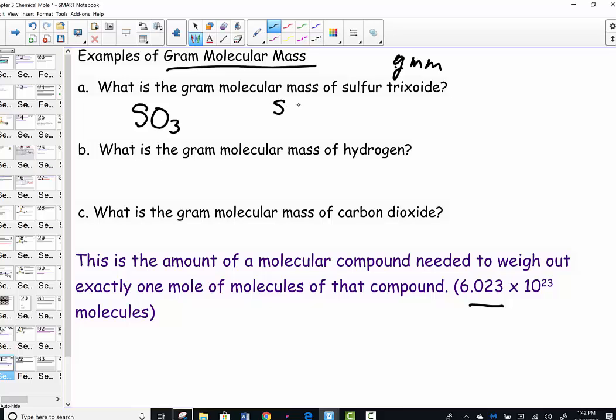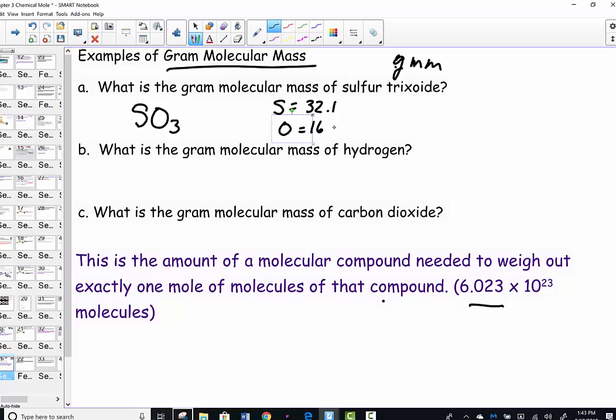We looked up sulfur a moment ago, and it had a molar mass of 32.1. There's 1 sulfur in that compound, contributing 32.1 grams to the entire compound. Oxygen, when I looked it up, said 15.999. If we carry 1 decimal, it will round to 16.0.